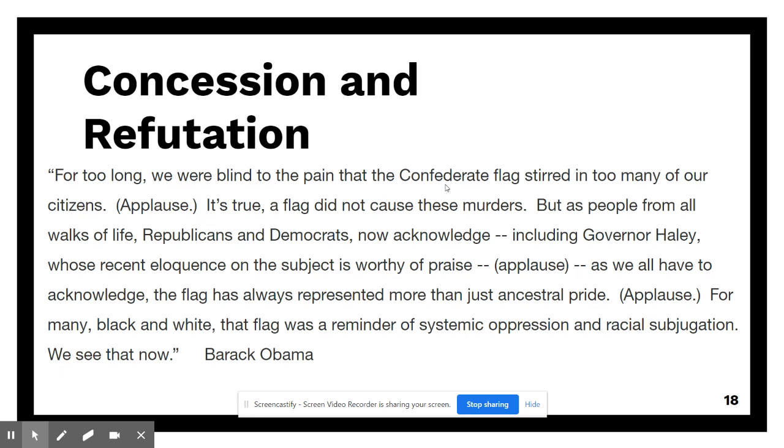It's true, a flag did not cause these murders. That's the okay part. And then the next sentence, but as many people from all walks of life have realized, the flag always represented more than just ancestral pride. So again, okay, I'll give you this, but I'm going to bring up something else that I think is more important and more related to the point that I'm trying to make.